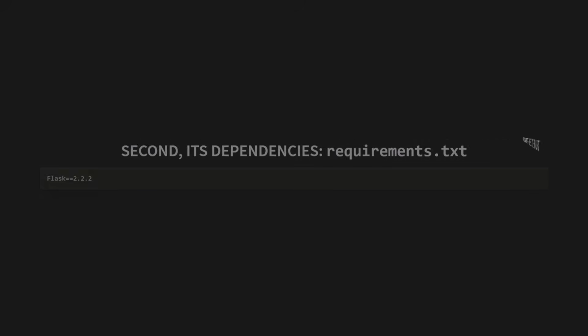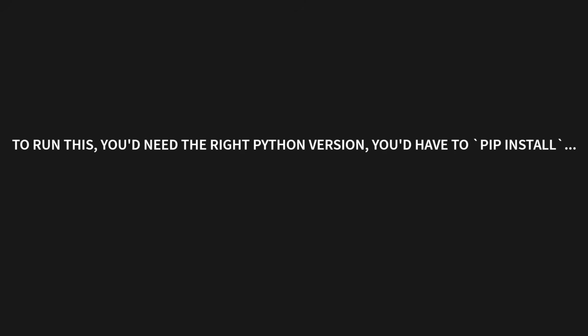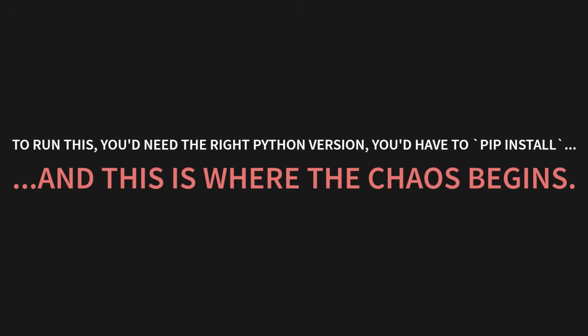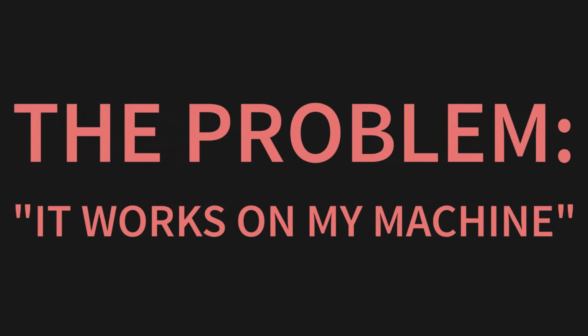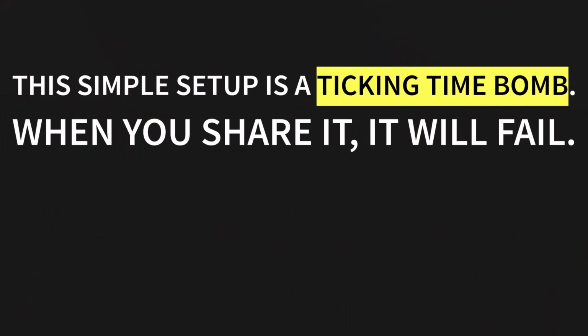Flask equals 2.2.2. Now, to run this normally, you'd need the right Python version installed on your machine. You'd have to remember to pip install the requirements, and this is where the chaos begins. The core problem we're solving is the classic "it works on my machine" disaster. Believe me, this simple setup is a ticking time bomb. The moment you share this code with a colleague or try to deploy it to a server, it will fail. I guarantee it. Here's why.